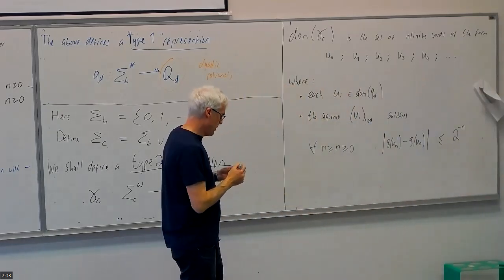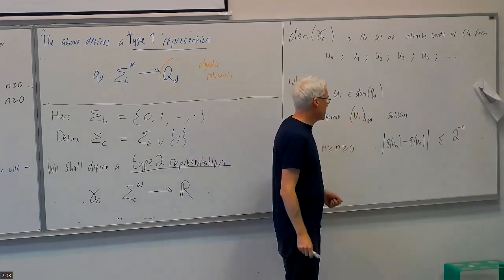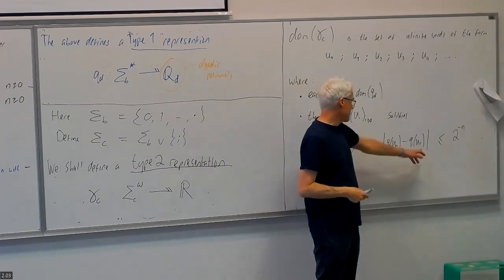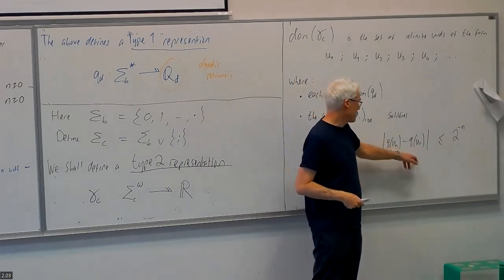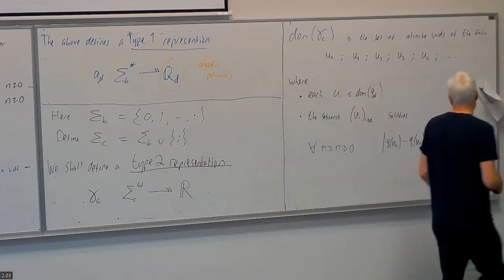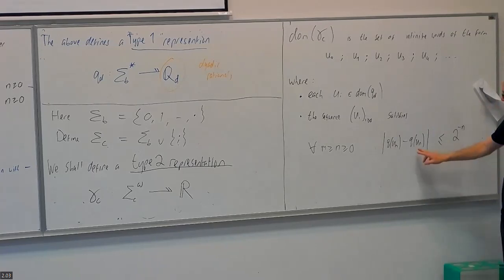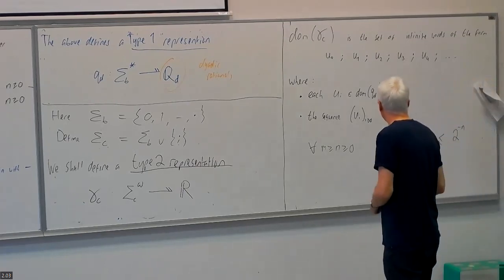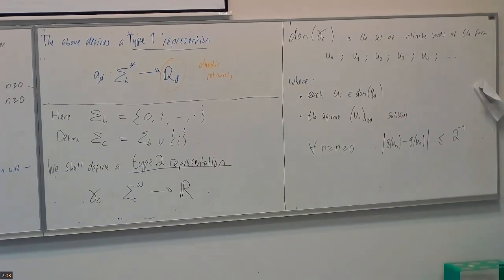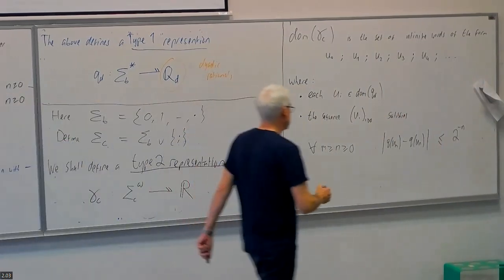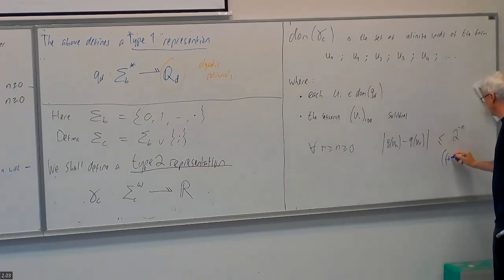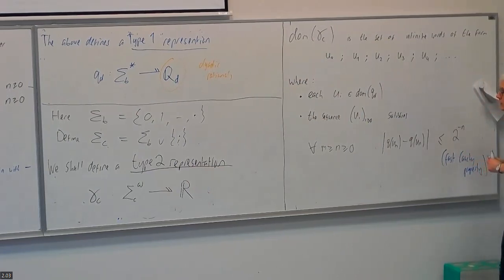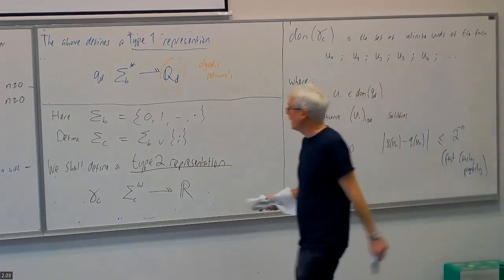Okay. So the general Cauchy property would be: for any epsilon, there exists some N such that for any n beyond it, the distance is less than or equal to epsilon. But we're requiring a stronger property than that, which is that from any m onwards, all the values are within 2 to the minus m of each other. So they're very, very close. They quickly get very, very close together. So we call this the fast Cauchy property.